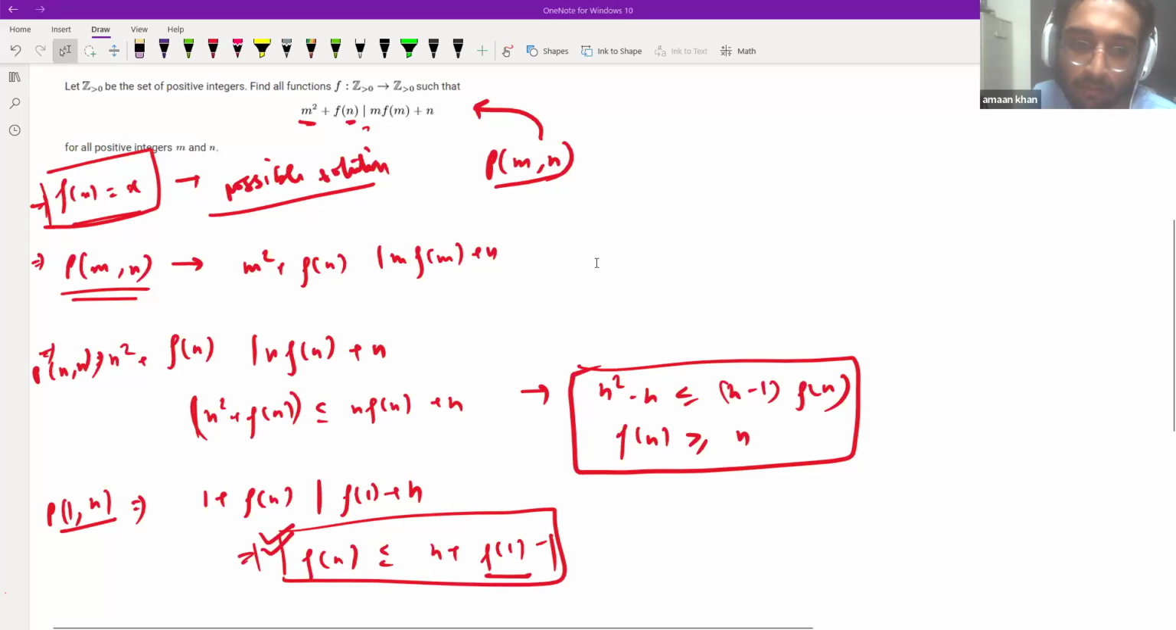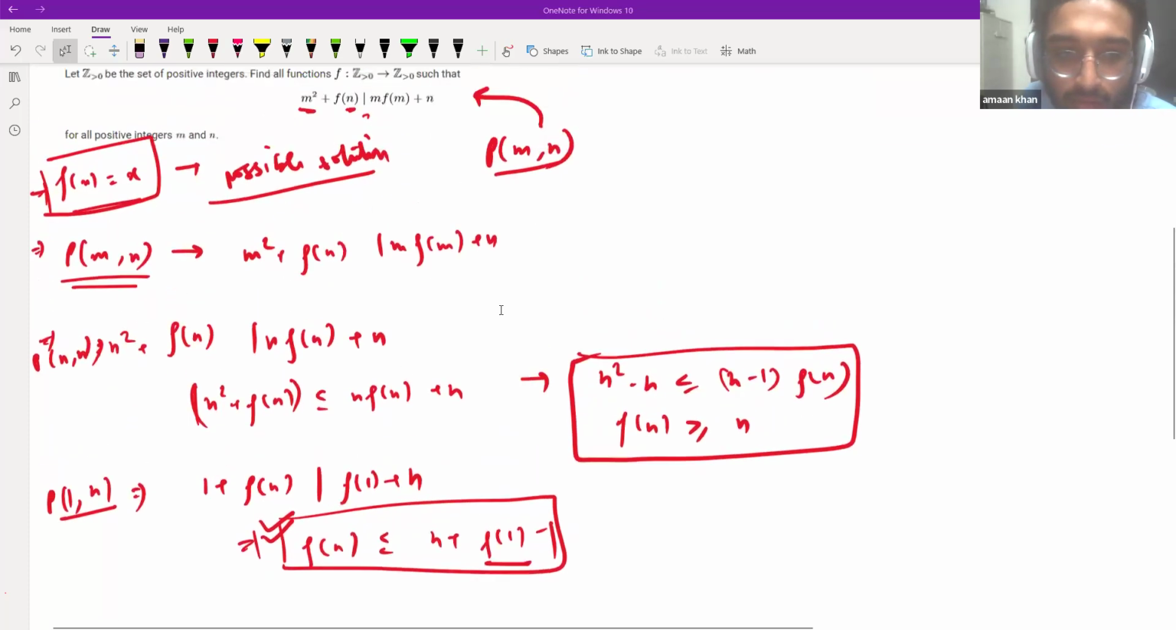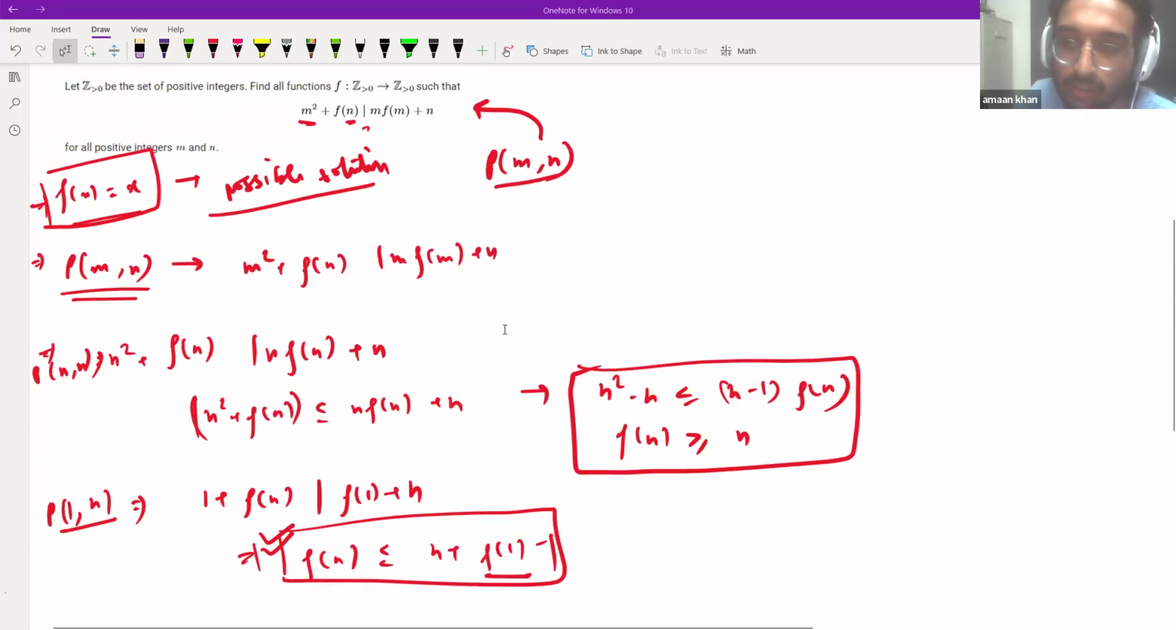Till now we have almost tried all the obvious assertions you could have, like 1 and n. But you see, nothing is really giving us anything significant.